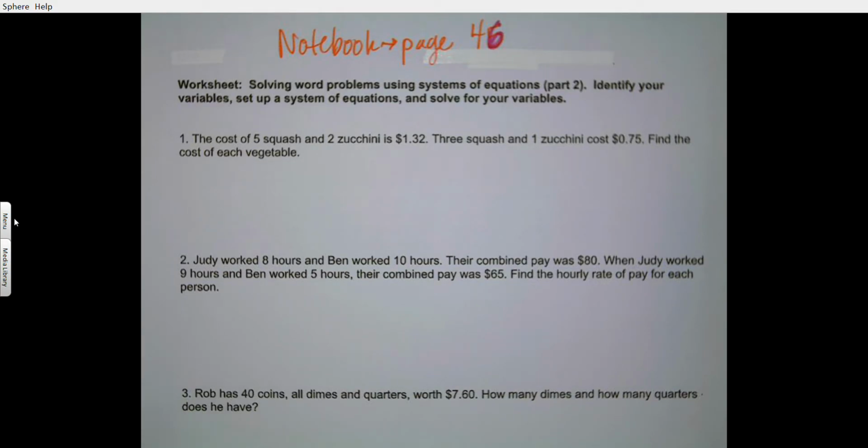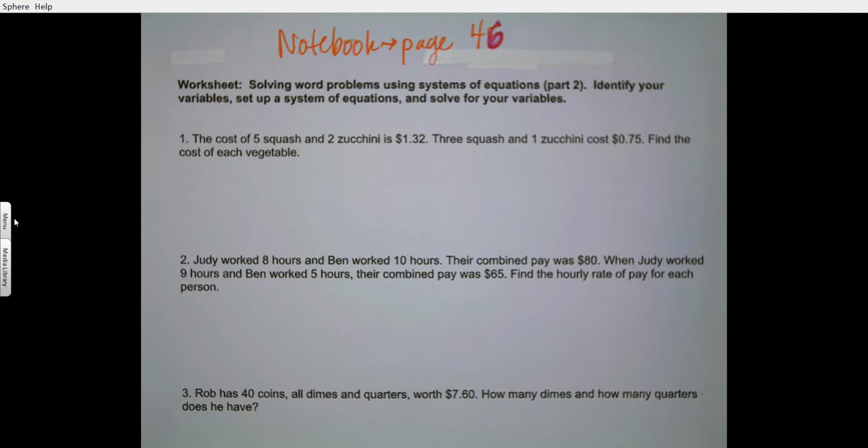Okay, good morning again. This is notebook page 46, notes, day 3. These are a little more wordy, and there are also some coin problems, number 3 and 4.